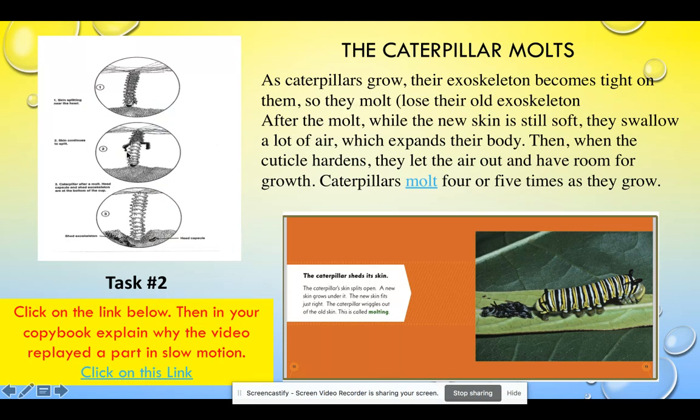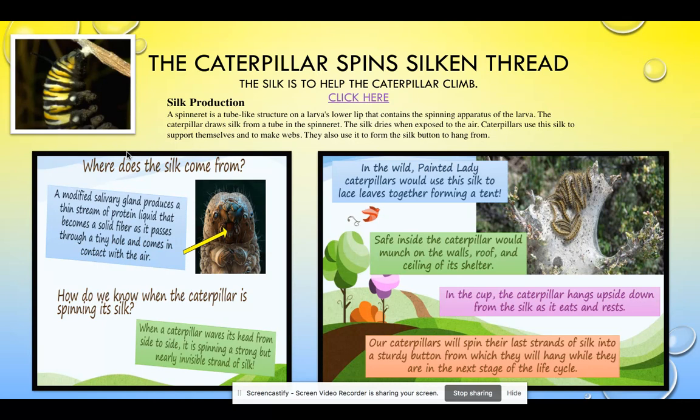A lot of these are taken from what your notebook would look like if we had science in class. Now the caterpillar spins silken thread. The silk is to help the caterpillar climb. Okay, silk production. A spinneret is a tube-like structure on a larva's lower lip that contains the spinning apparatus of the larva. The caterpillar draws silk from a tube in the spinneret. The silk dries when exposed to the air. Caterpillars use this silk to support themselves and to make webs. They also use it to form the silk button to hang from, which you will see.